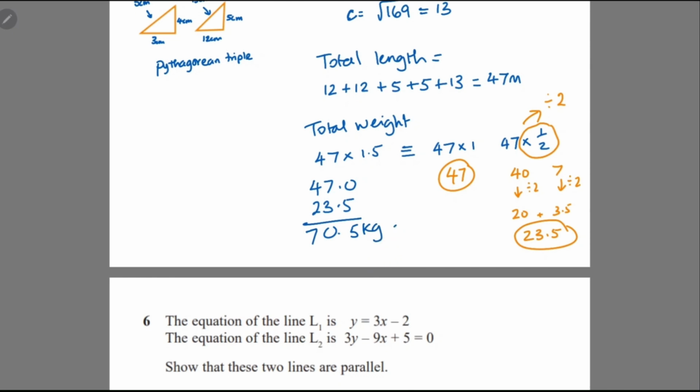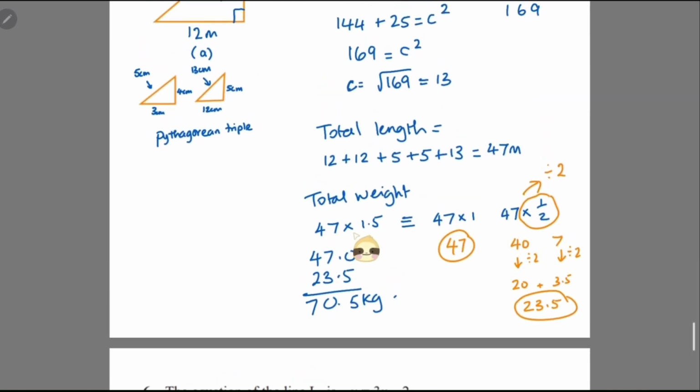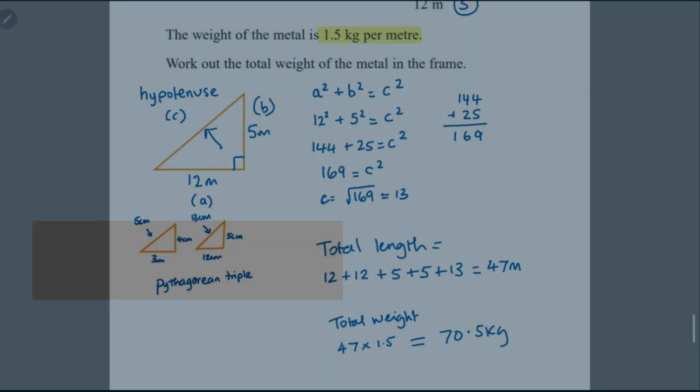Of course, if you're good with multiplying, you could just do 47 times 15 at this point, and then put 1 decimal place in.